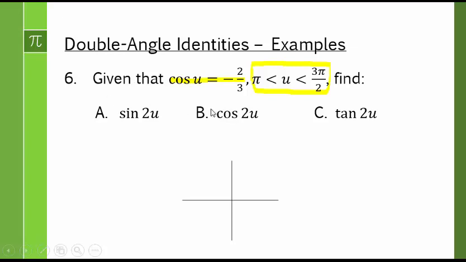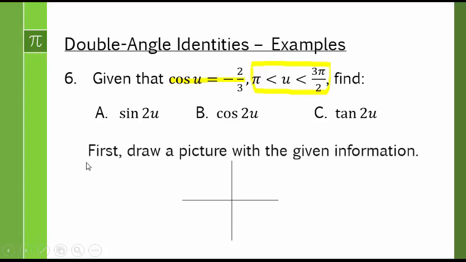Last up, we are going to find the value of each of your double angle formulas through a triangle. Notice that you're going to be given 2 pieces of information. You're going to be told what quadrant the triangle is in, and you're going to be given information to label the sides of the triangle. So our first step is to draw a picture using the given information.